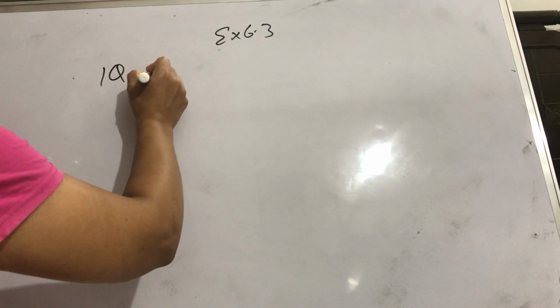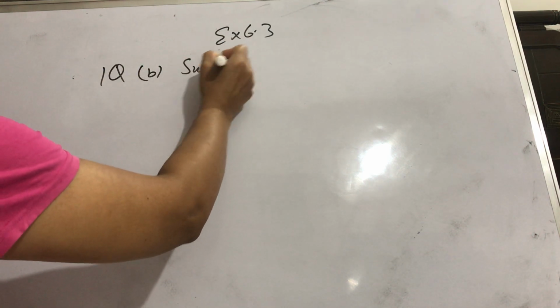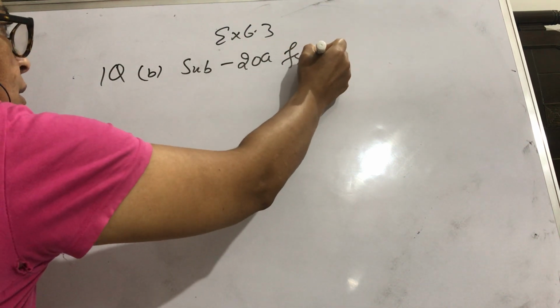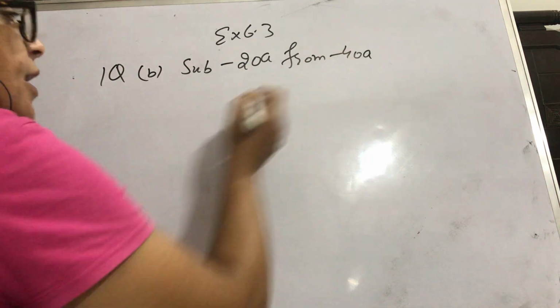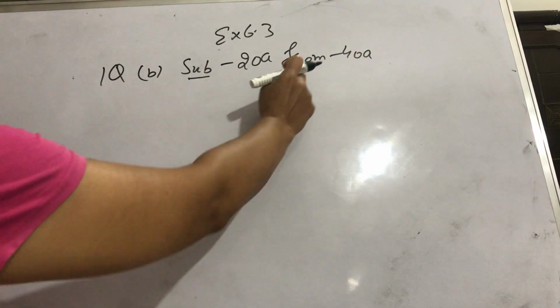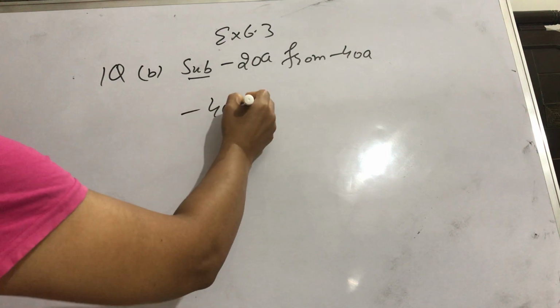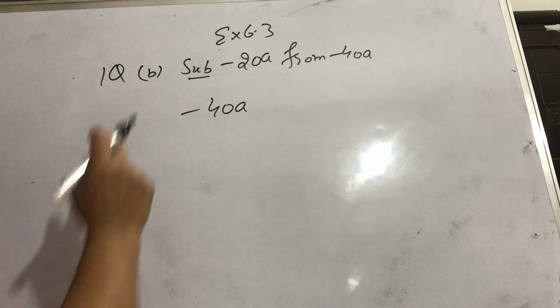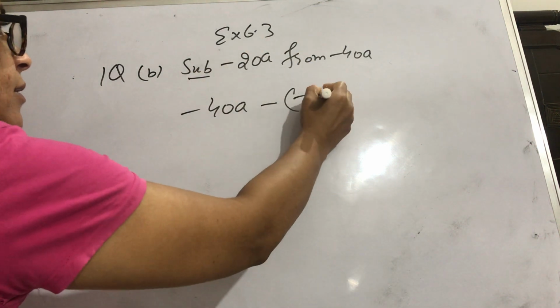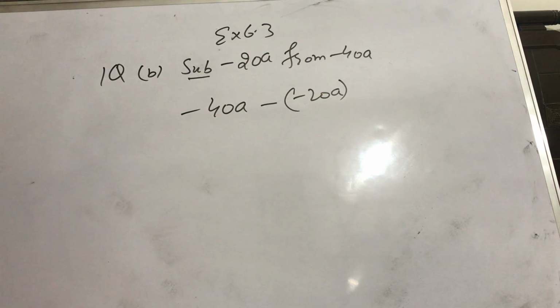Question 1, B part. Subtract minus 20a from minus 40a. Use this word subtract always. From minus 40a. So minus 40a will be written at the first. The sign of subtract, minus 20a. Minus 20a I will put it in the bracket because it is a negative term.